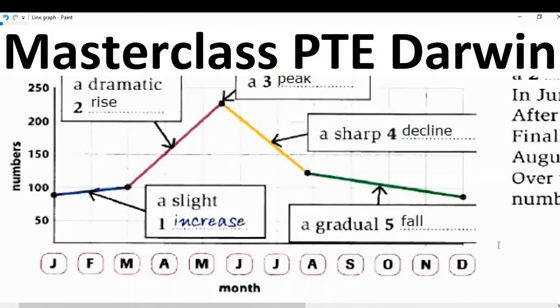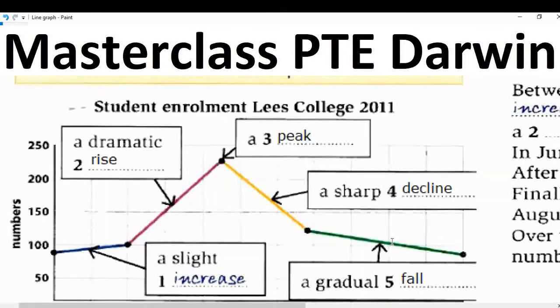So these are the things that we will write, the events that happened. We can also get some idea about the approximate numbers. The peak here, the tallest, is like 250 and this one is 200. So the peak is in between. We can assume any number from 200 to 250.